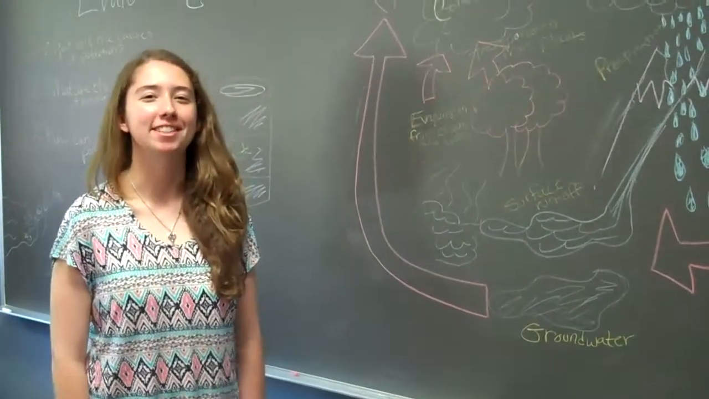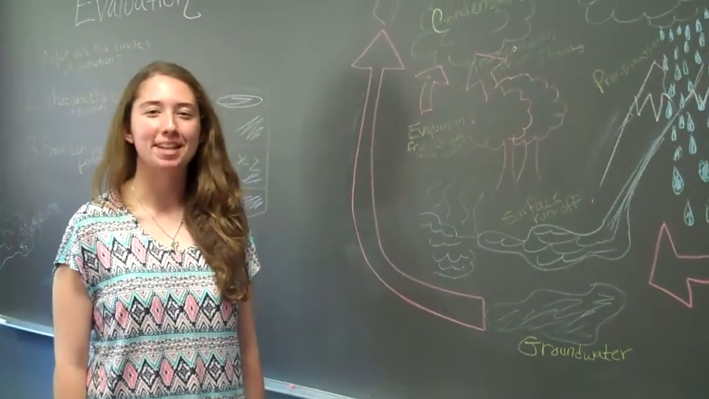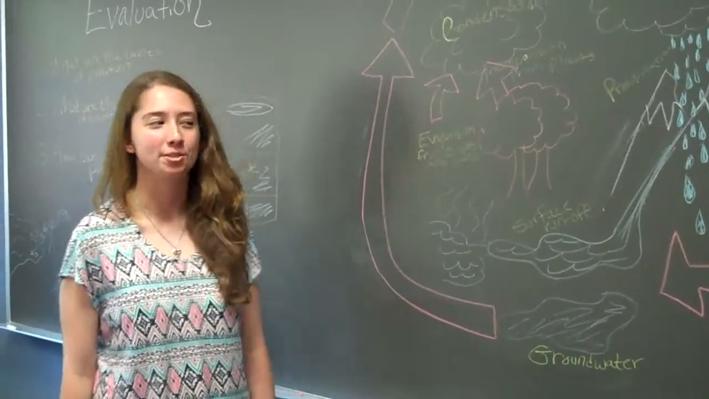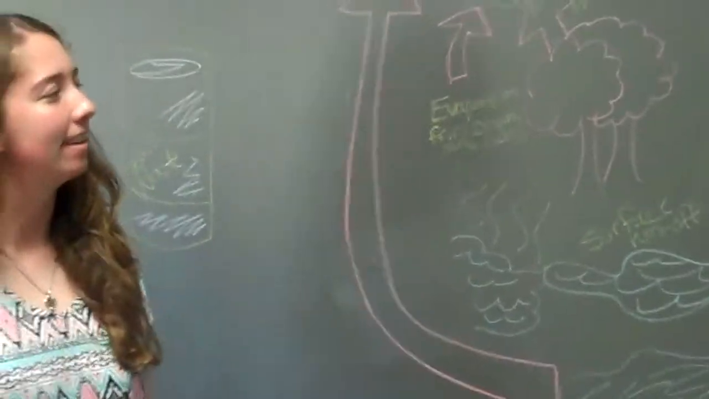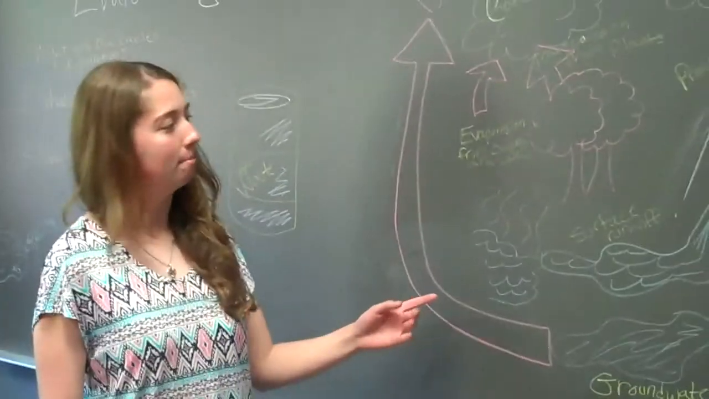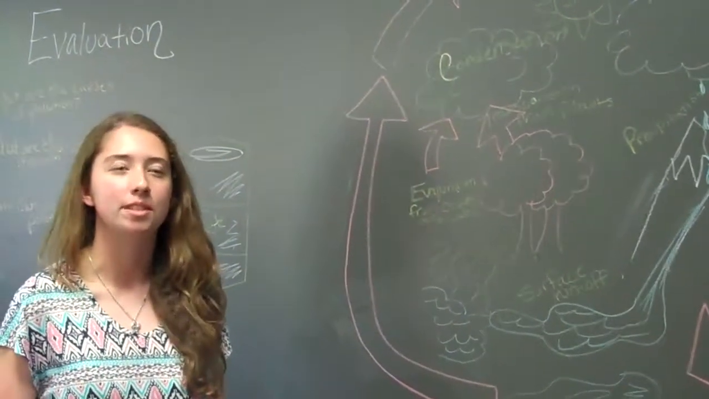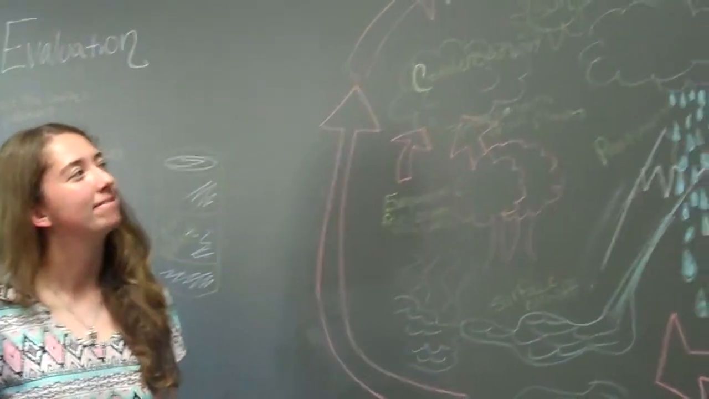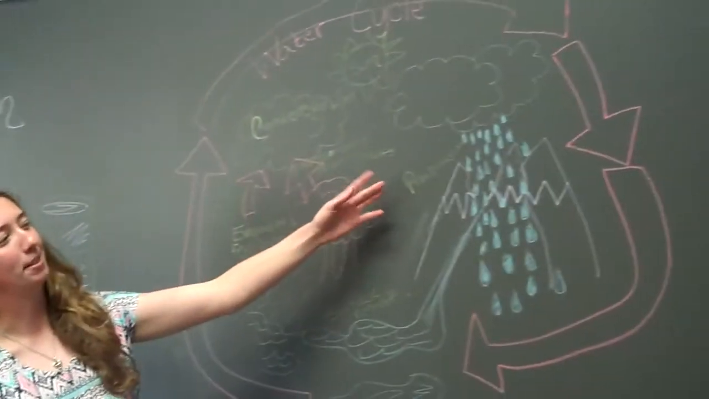Hi, I'm Emily Lynch, and today I'm going to talk about pollution in the water cycle. So, for example, if you have an industry that dumps their toxic waste into your lake, then the waste gets evaporated up into the clouds, and then you go through condensation, in which it gets really full, and then you go over here to this cloud, and it's precipitation.